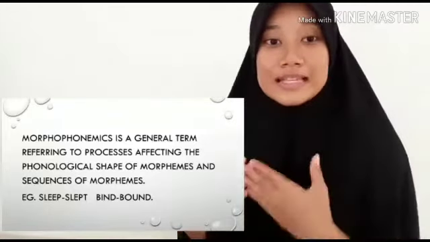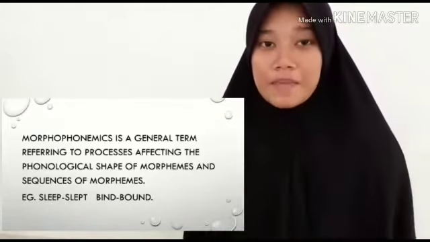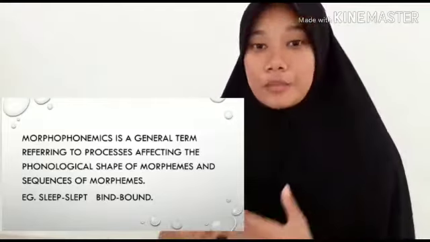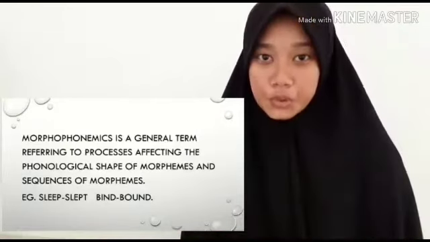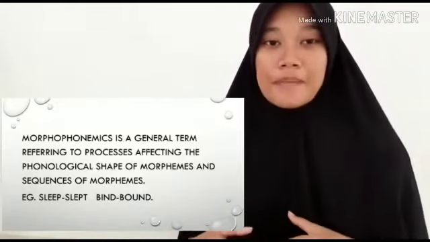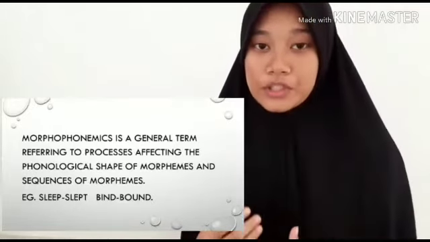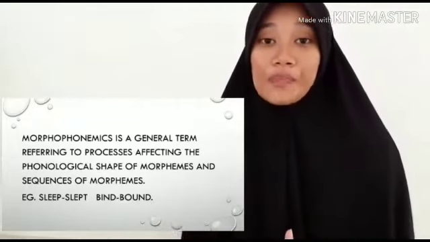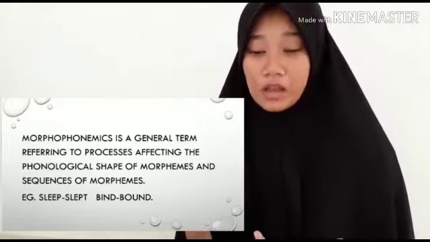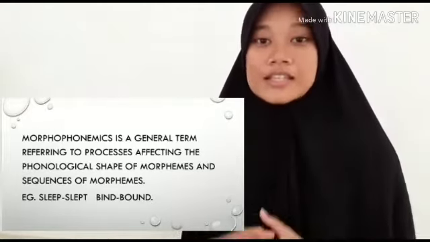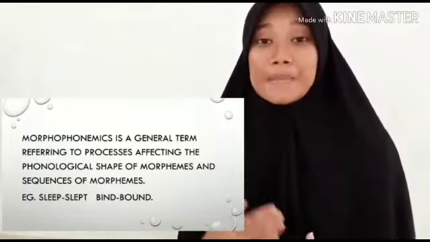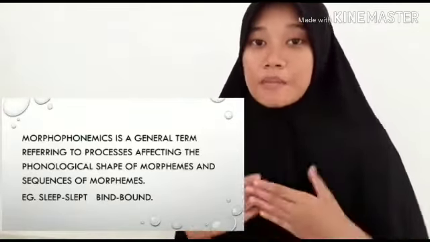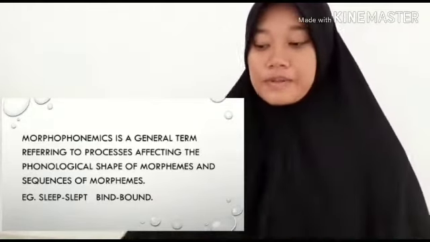The example is sleep and slept. Sleep is a verb 1 and slept is a verb 2. Sleep and slept is a morphological example and also includes phonological rules. The next is bend and bound. Bend and bound have the same meaning but different sounds.